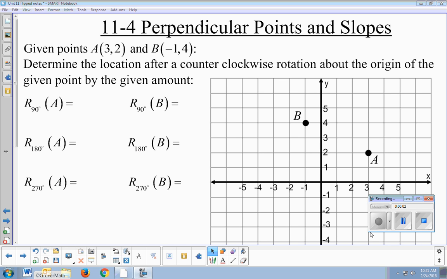Geometry, Unit 11, Section 4, Perpendicular Points and Slopes. So what we're going to see here is what happens to a point when it's rotated around another point.